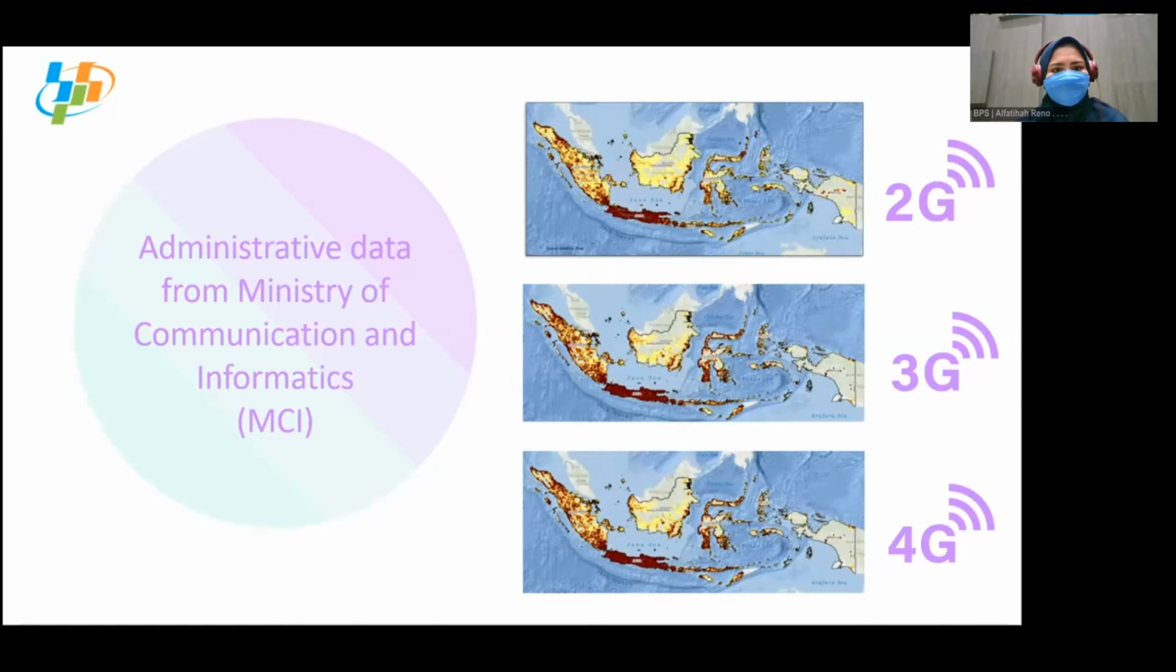However, we did not give up. We tried to contact the Ministry of Communication and Informatics to get the data that we need. And as an alternative, we use administrative data from the MCI. If you are also having trouble getting the data, you can use the Open Cell ID data, which has similar data characteristics. Here, we can see the cellular service coverage in Indonesia based on the technology used. We have coverage for 2G, 3G, and 4G.